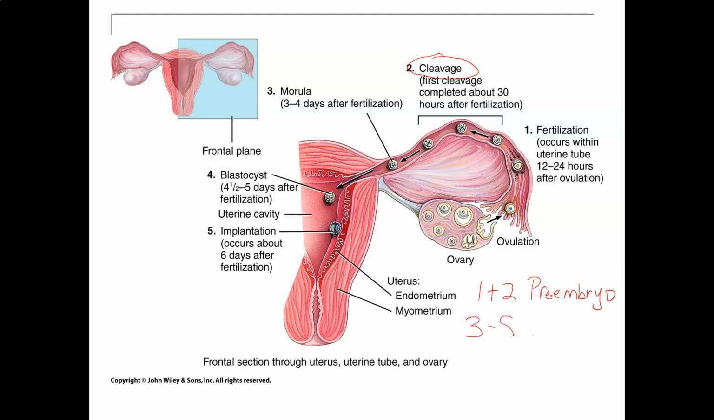And then week 3 through 8, this is really, in my opinion, the most exciting time of development. This is the embryonic period. So this is when you call it an embryo. So it's just a 6-week window of development. But so much happens during that period. That's when all the tissues form, all the organs form. So a lot going on.